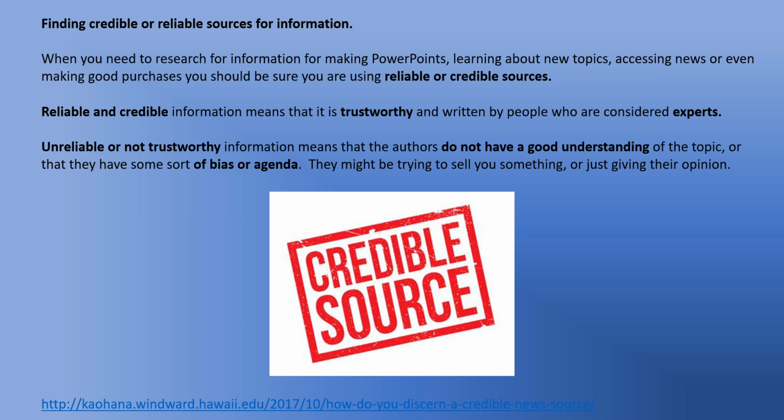Reliable and credible information means that it is trustworthy and written by people who are considered experts. Unreliable or not trustworthy information means that the authors do not have a good understanding of the topic or that they have some sort of bias or agenda. They might be trying to sell you something or just give their opinion.